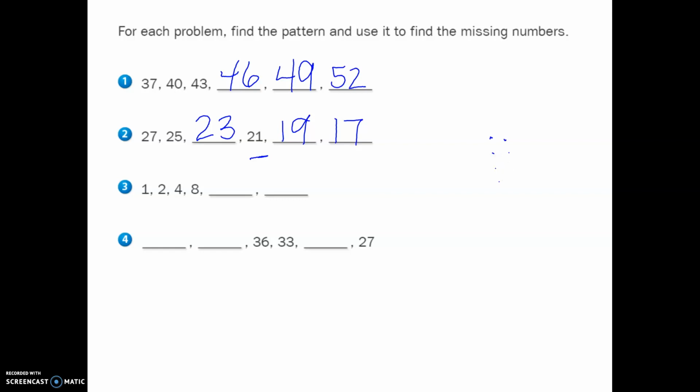What about 4 times 2? Well, 4 groups with 2 in each group. 2, 4, 6, 8. That works. So maybe my rule is times 2. So 8 times 2, if I don't know what it is, I can make an array.